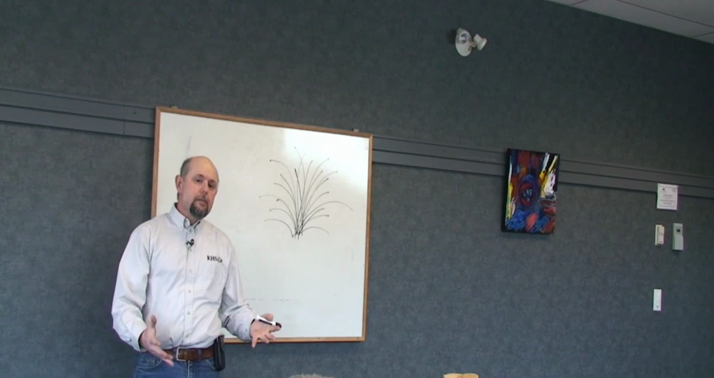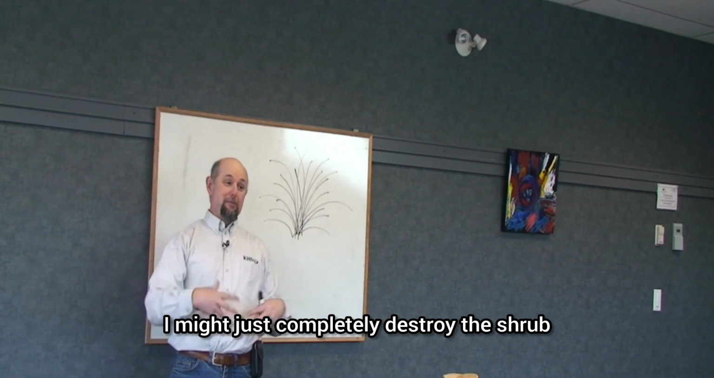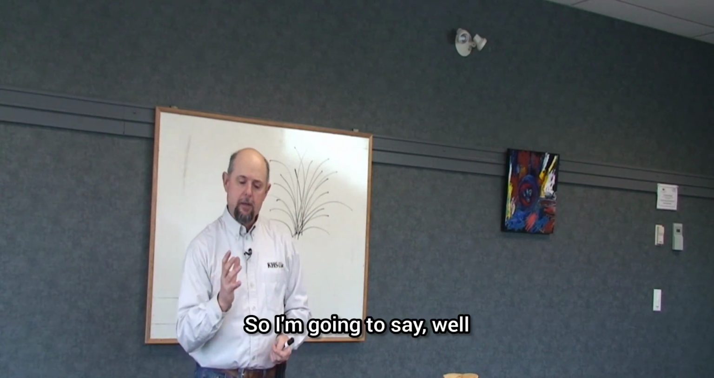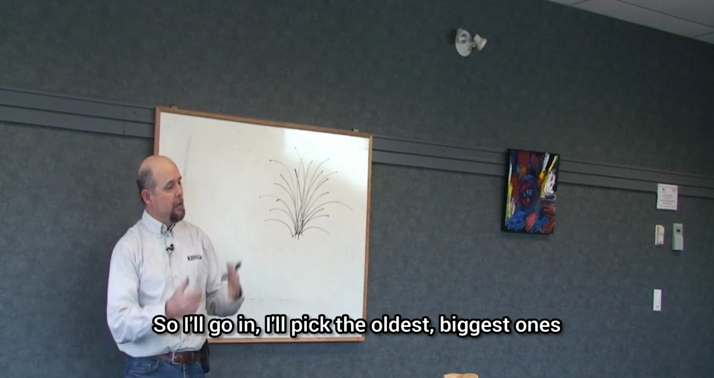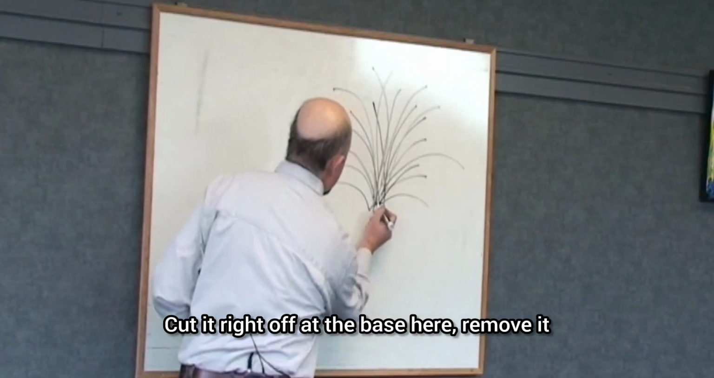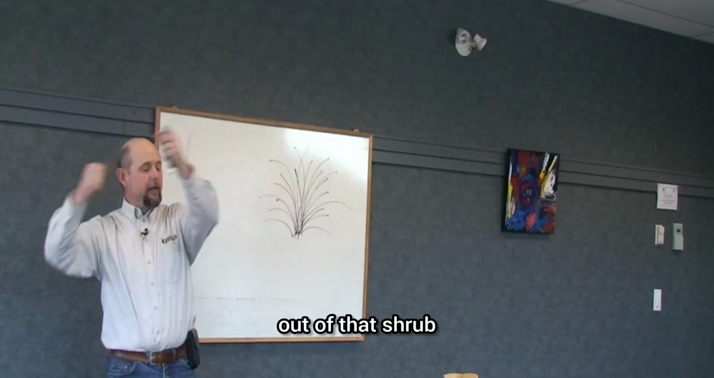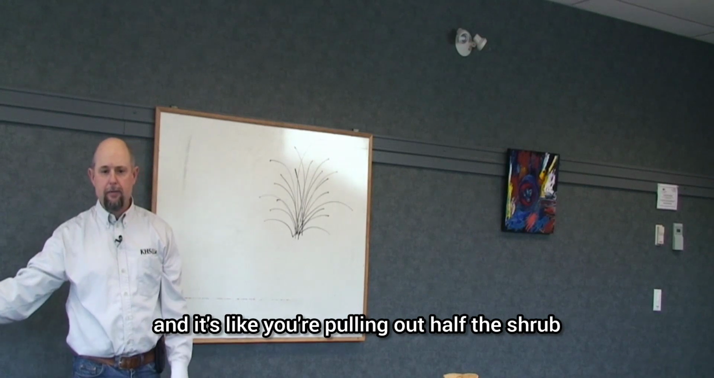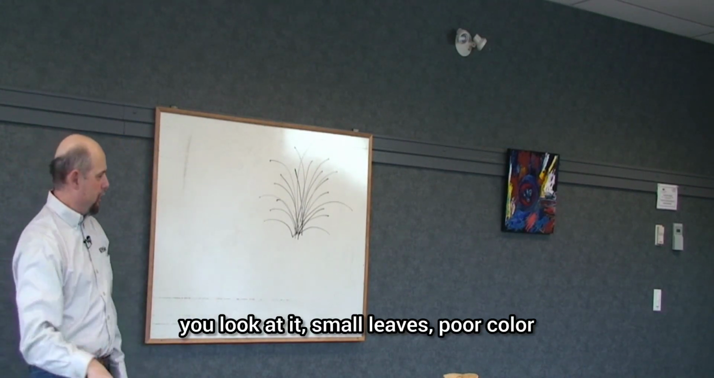So I go, well, if I dig out all those really old ones, I might just completely destroy the shrub. There might not be anything left. So I'm going to take at least 2 of them out for sure, maybe 3. I'll pick the oldest, biggest one, cut it right off at the base and remove it, pull it up. And I pull that whole thing out of that shrub, and it's like you're pulling out half the shrub. Throw it on the ground, you look at it: small leaves, poor color.